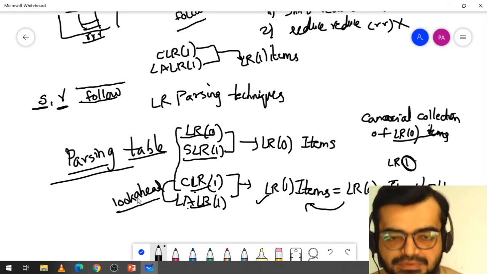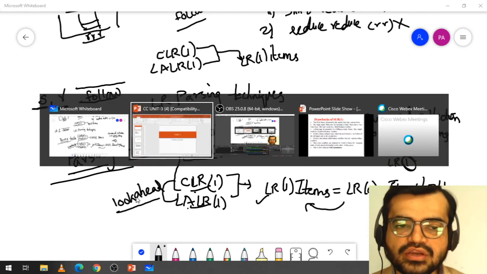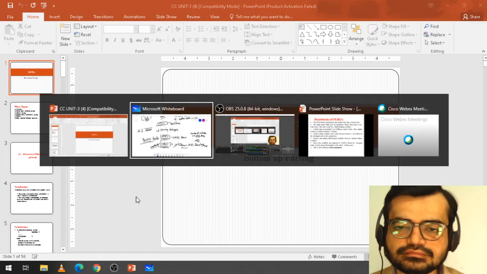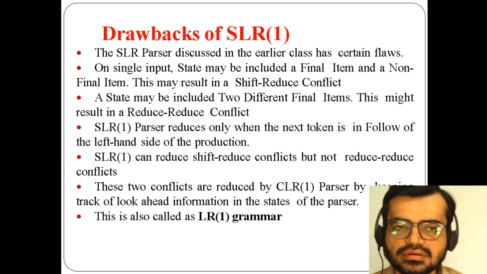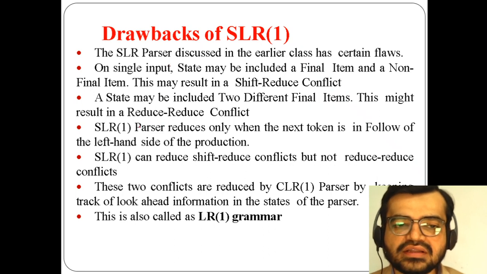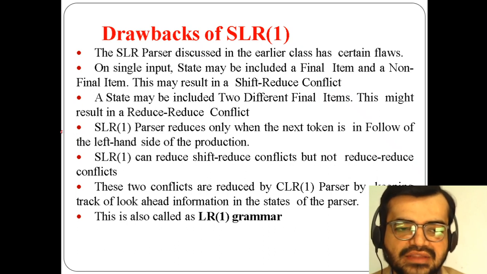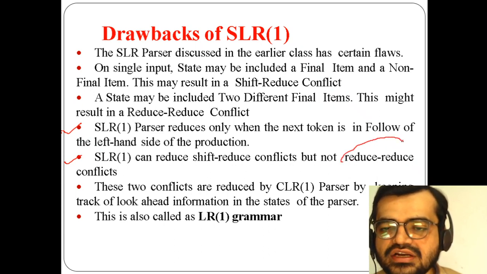So this is the drawback of the SLR(1) parsing technique. Now we are going to the concept here. If you see the drawbacks, as we have already discussed what SLR parsing is, the main thing is that SLR(1) parsers use the follow operation at the left hand side of the production that I just now said. And also the main drawback of SLR(1) parsing is that it can resolve shift reduce conflicts but not reduce reduce conflicts.